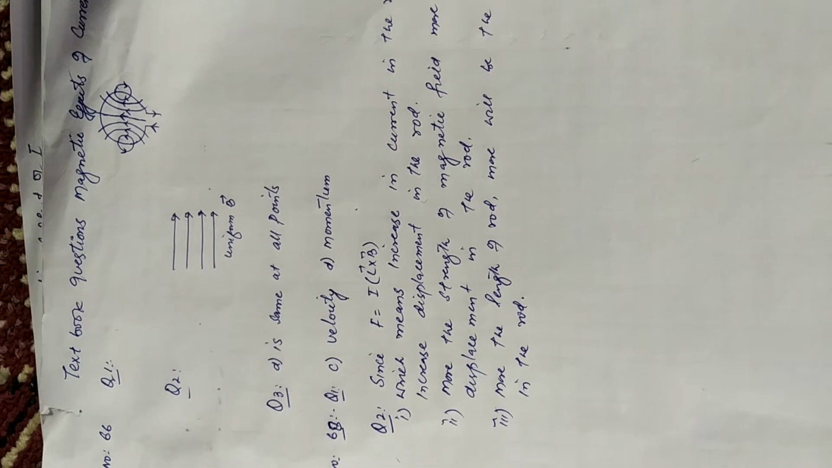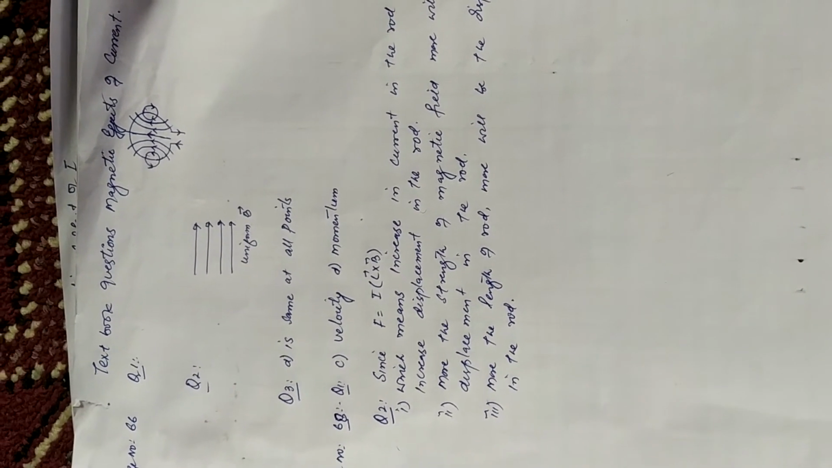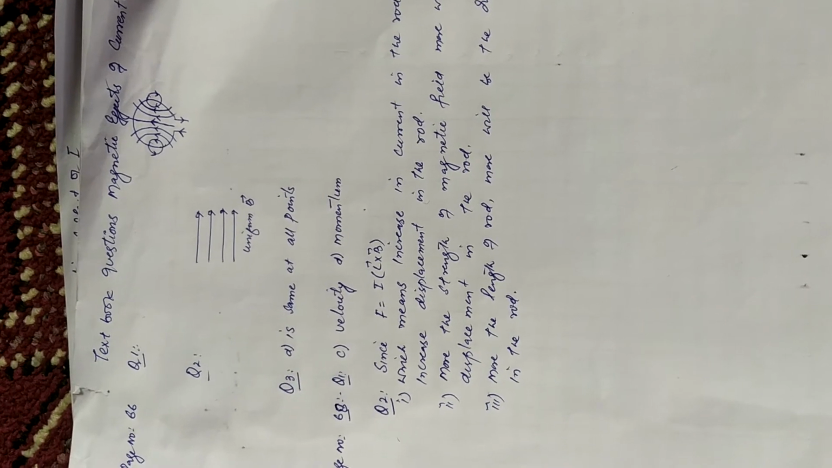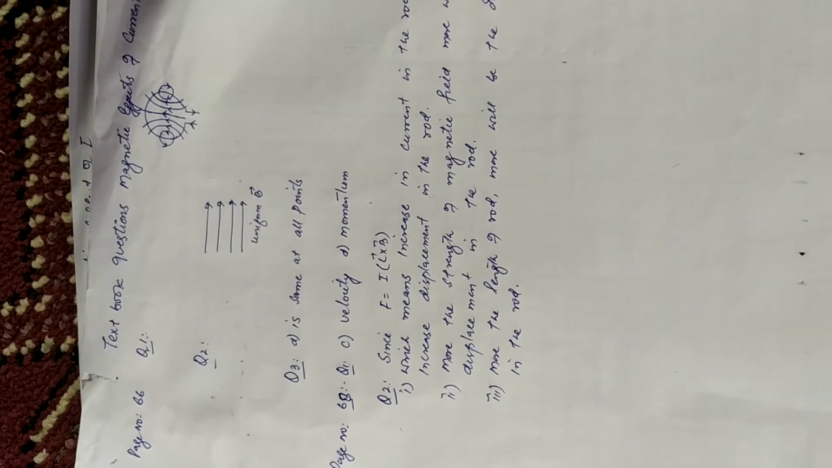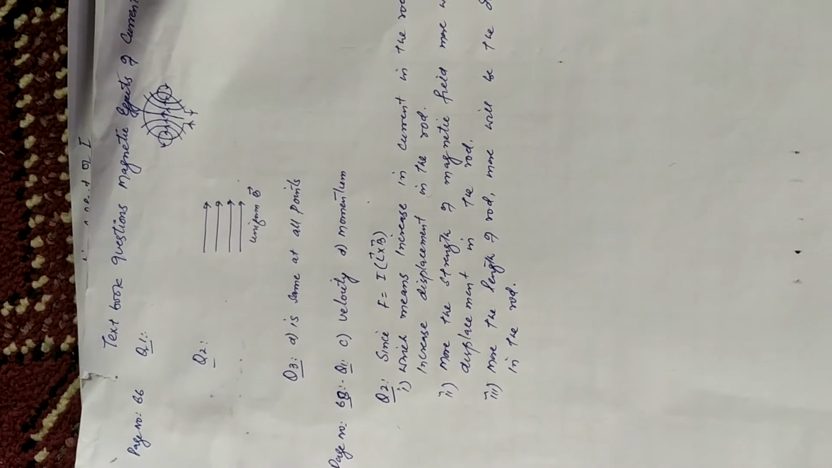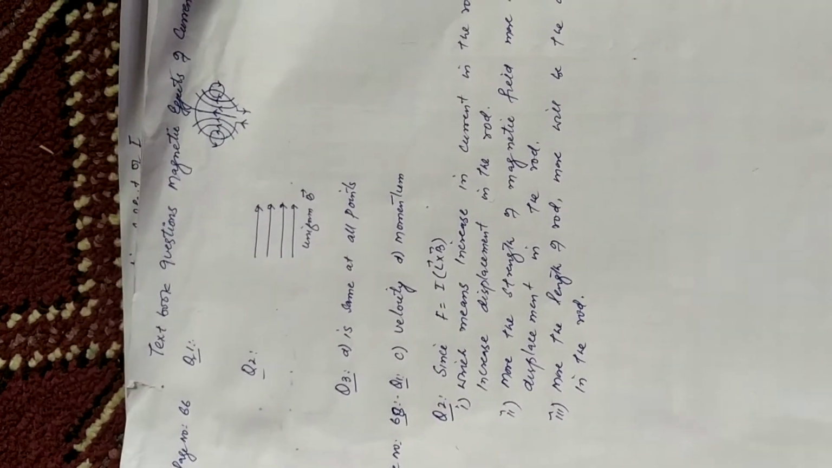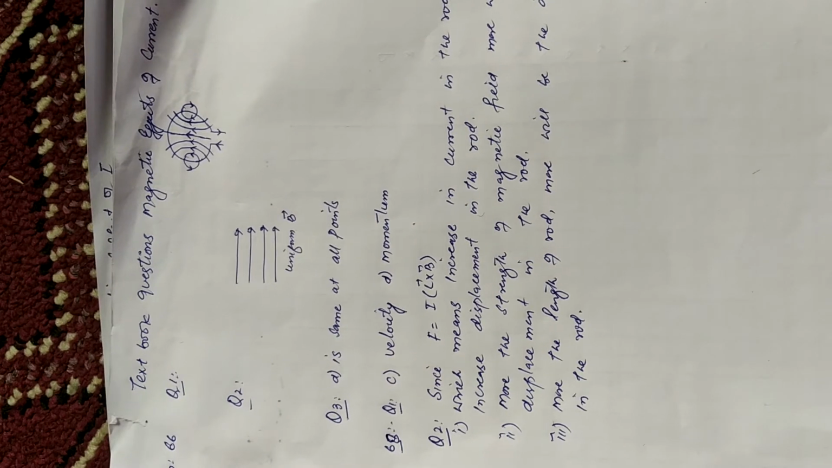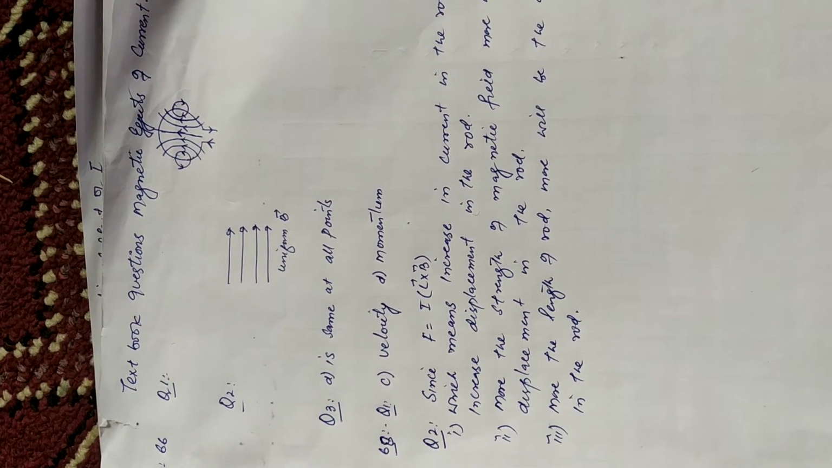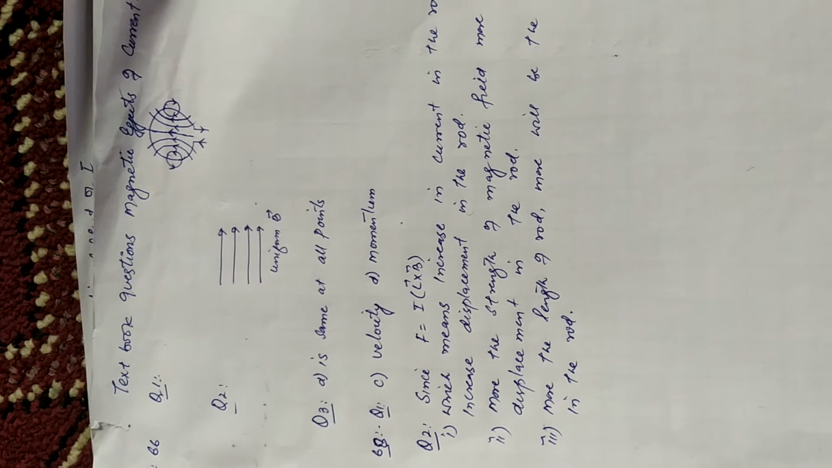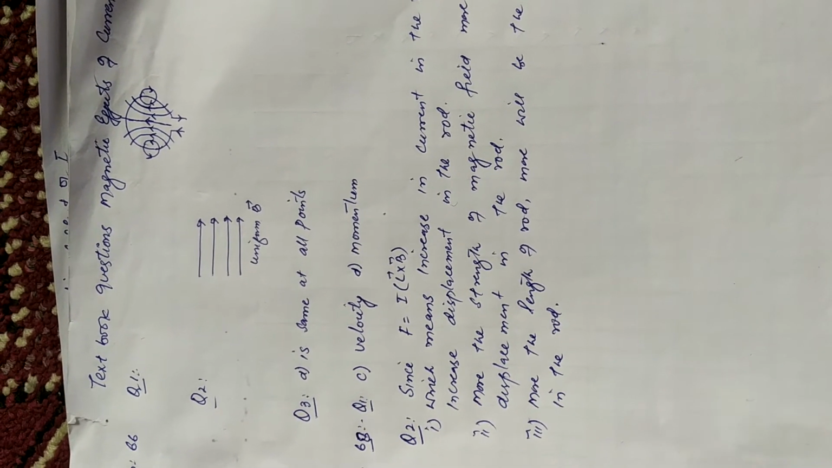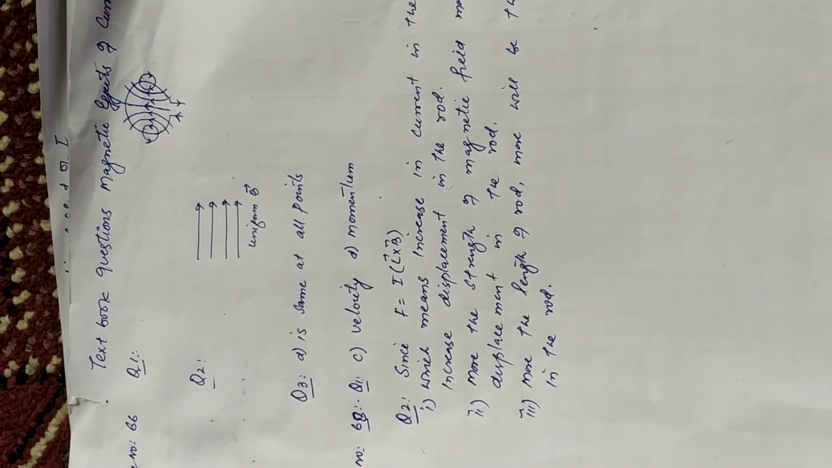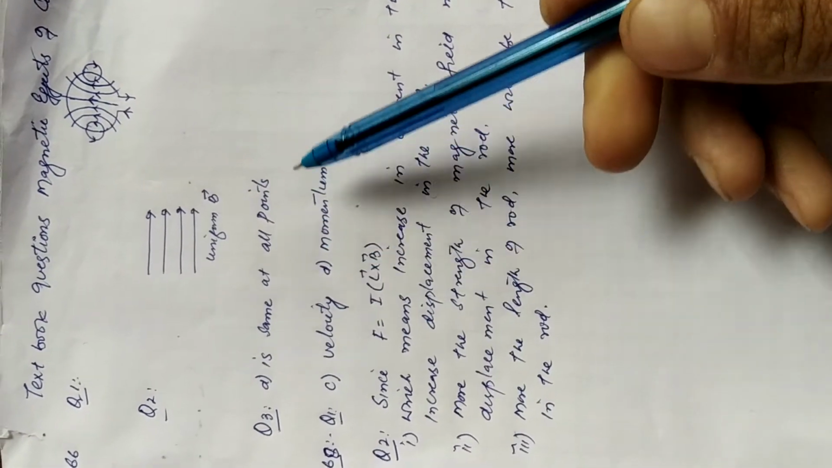You already know that when a charged particle moves freely in a magnetic field, it is acted upon by a force. The force can change the velocity, and once the velocity changes, you will automatically state that the momentum will also change, because momentum changes whenever the velocity changes. So for this question, the answer is C part velocity and D part momentum.